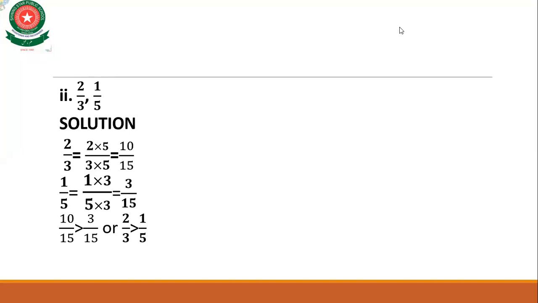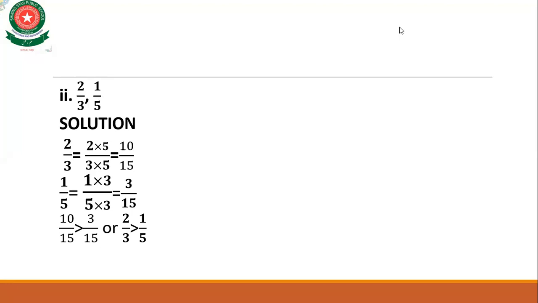2 multiplied by 5 over 3 multiplied by 5, and the answer will be 10 by 15. Now same as in the case of 1 by 5, we multiply by 3 on both numerator and denominator. 1 multiplied by 3 over 5 multiplied by 3, and the answer will be 3 by 15.